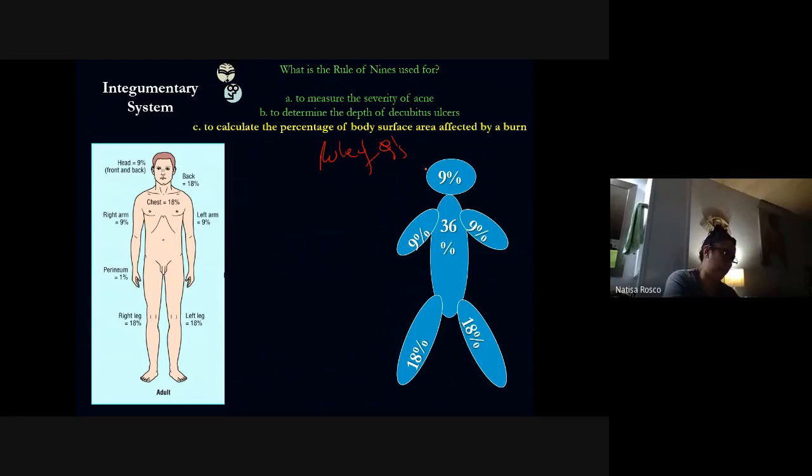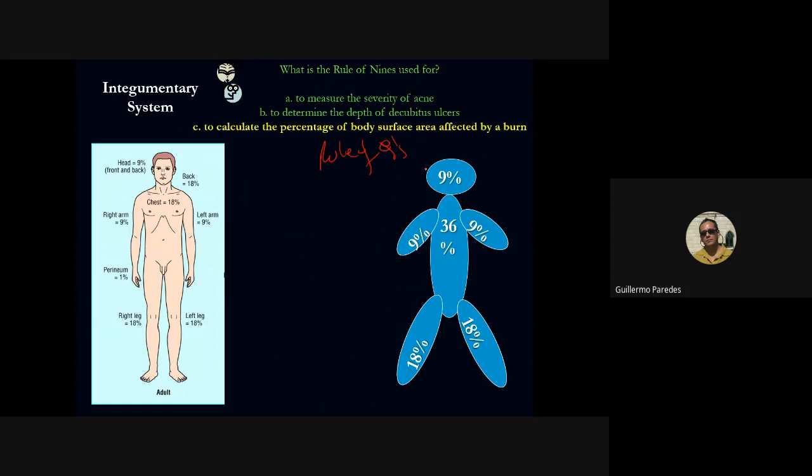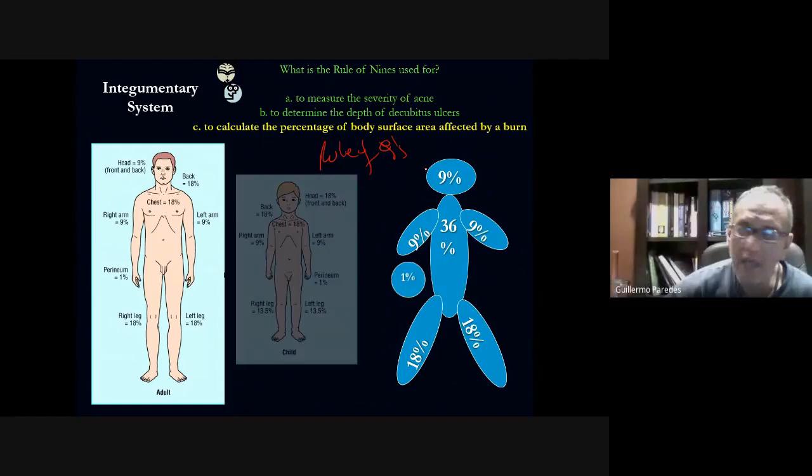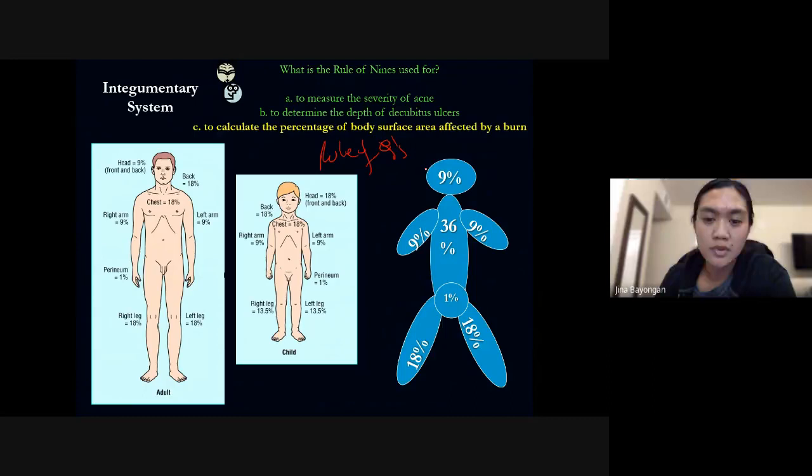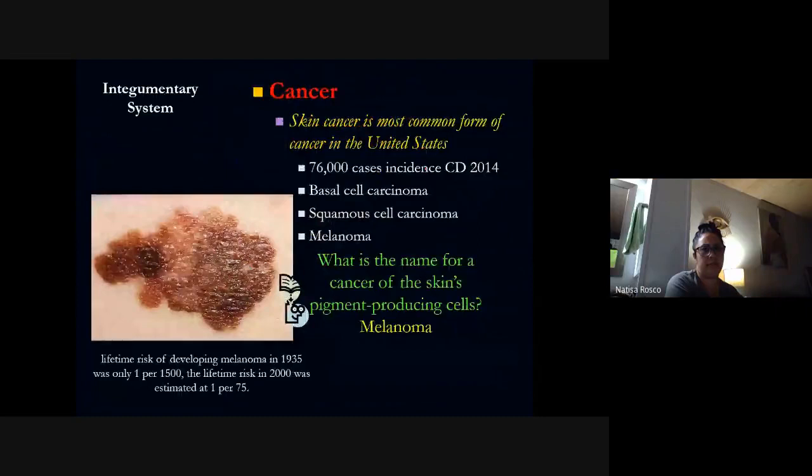Okay. So then, at the end, we have the perineal area. The perineal area is going to be 1%. You okay with that? Okay.